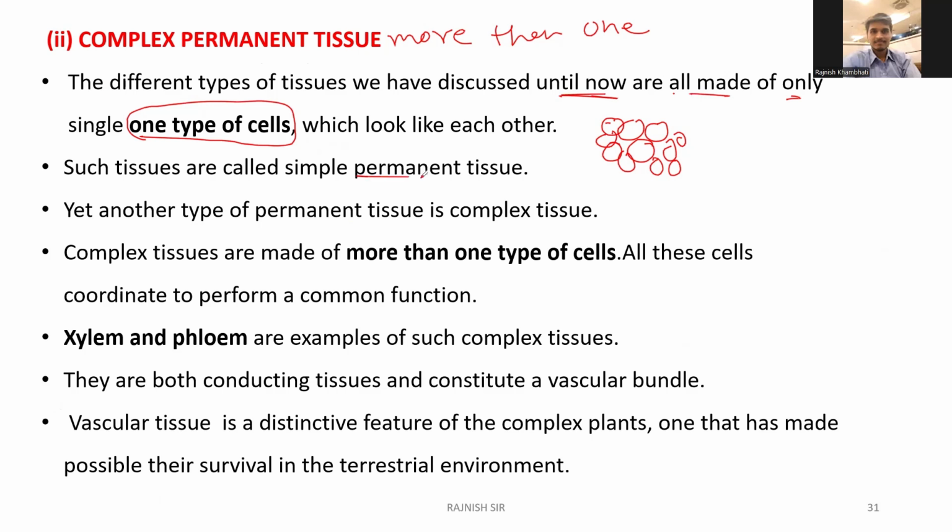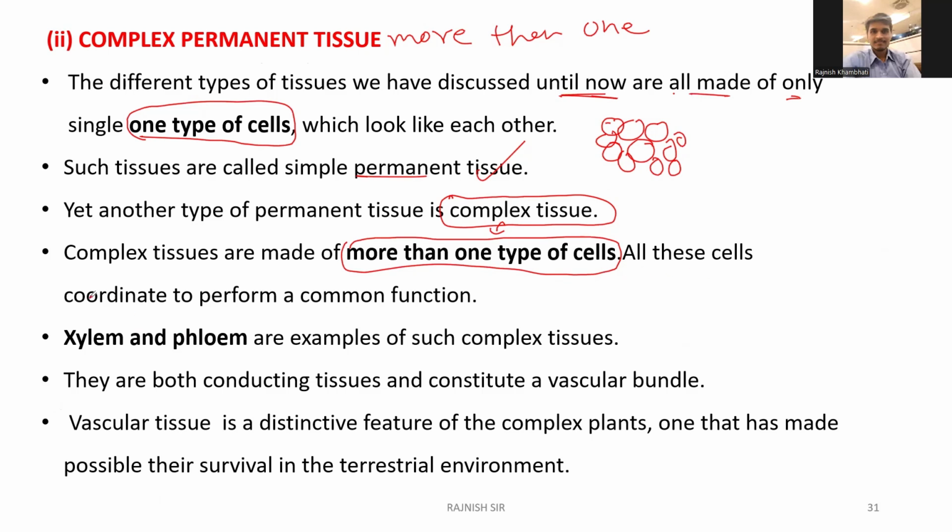Such tissues are called simple permanent tissue. Yet another type of permanent tissue is called complex tissue, and this is our main topic. We call them complex because they are made up of more than one type of cells. They are made up of more than one type, which means the cells will look different from each other.